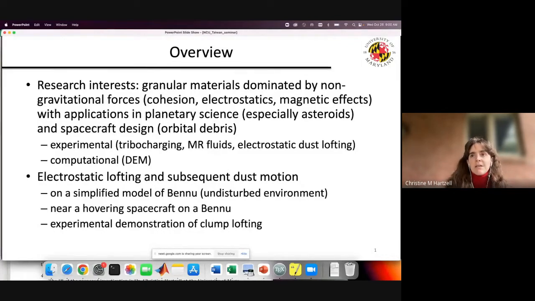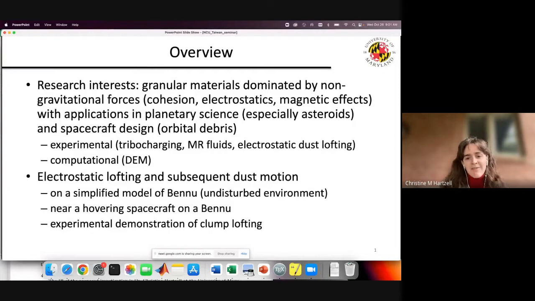So how did asteroids evolve? How did the surface of the moon evolve? And then translating those characteristics into spacecraft design. So how should we design a spacecraft to sample on an asteroid? How should we remove dust from a spacesuit?